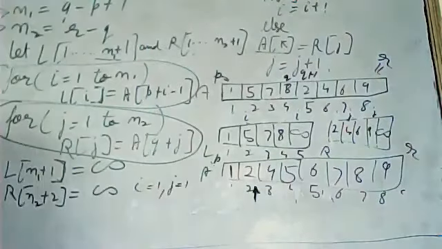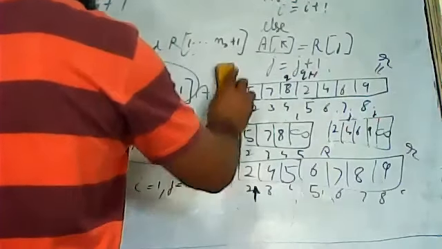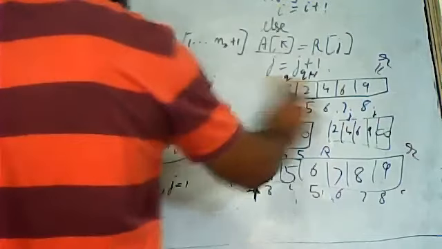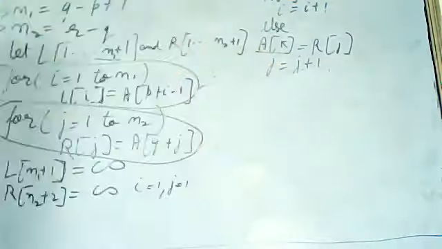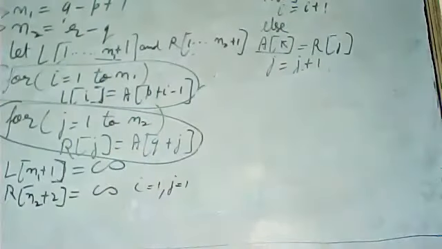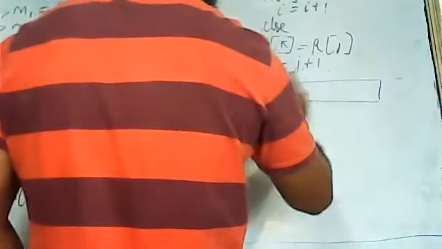Now, let me take one more example to show you how this works and why we have taken infinity at the end of these arrays. So I'll take another example in this case. So this is our algorithm. I have already written it, and we will take another example to see the demonstration of why we have taken infinity. So let's take this example.